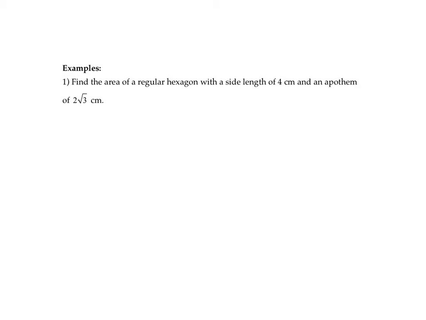All right, next we're going to take a look at some examples. The first one isn't too hard. It says find the area of a regular hexagon with a side length of 4 centimeters and an apothem of 2 square root of 3 centimeters. Now, first thing you should do anytime you're finding area is just take a second and write down the formula that you're going to use. Since we're told that this is a regular hexagon, we're going to use the formula for the area of a regular polygon. So capital A for area equals 1/2 times A times P.